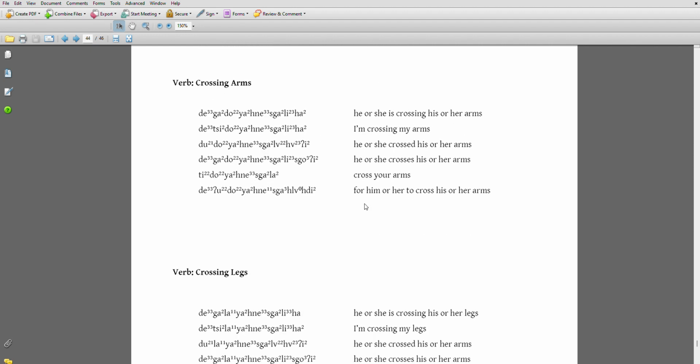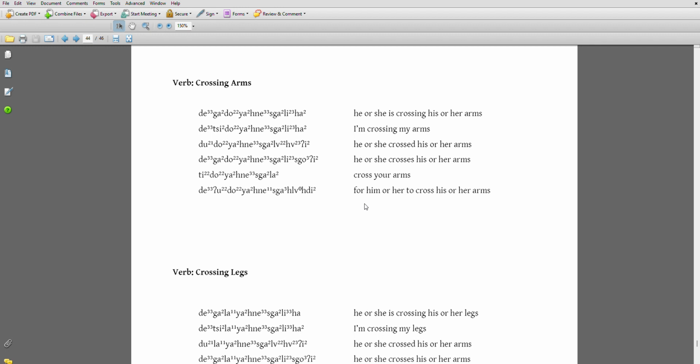Crossing arms. Tegatoya neskaliha. He or she's crossing his or her arms. Tejitoya neskaliha. I'm crossing my arms. Tutoya neskalahai. He or she crossed his or her arms. Tegatoya neska liskoin. He or she crosses his or her arms.